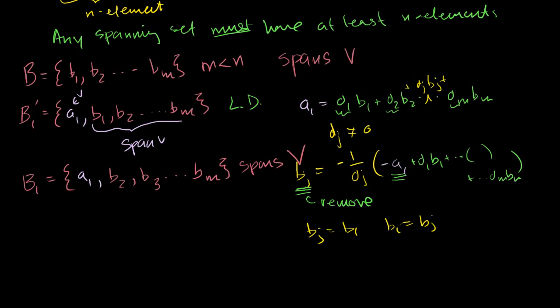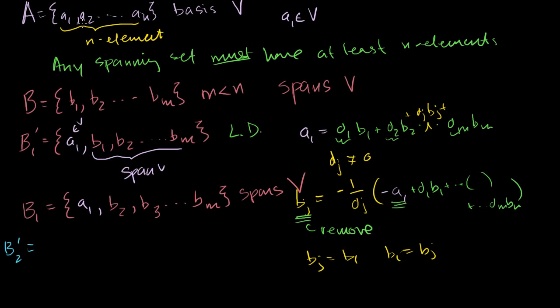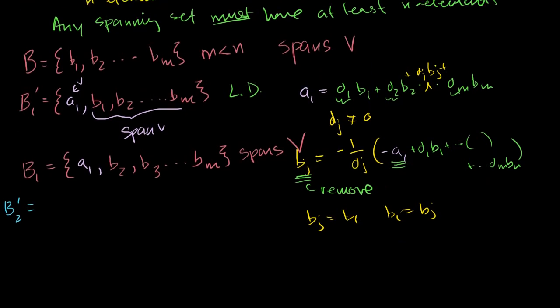Now let me create another vector. Let's say I have the vector B2 prime. What I'm going to do now is take another element from our basis of V. I'll take the second element, A2, and throw it on this guy. So now we have the set. Let me write it this way. B2 prime is equal to, I'm just going to add A2 to this guy. So you have A1, A2, and then you have all the rest of these guys, B2, B3, all the way to Bm. And of course, this still spans V. I just added something here.